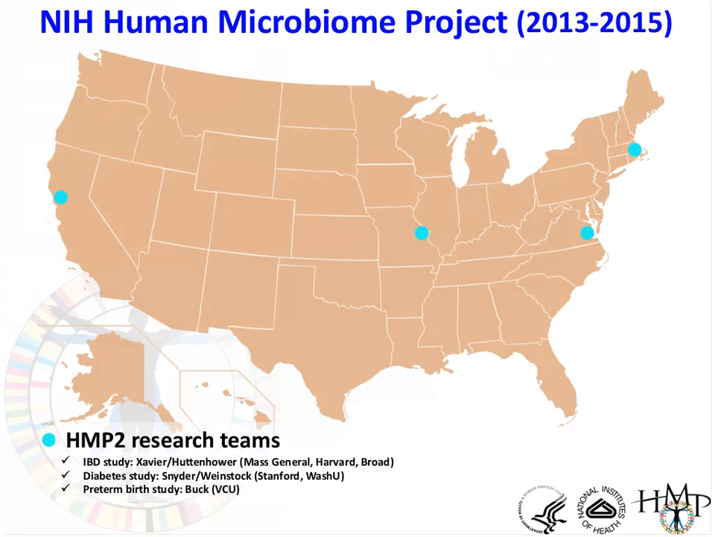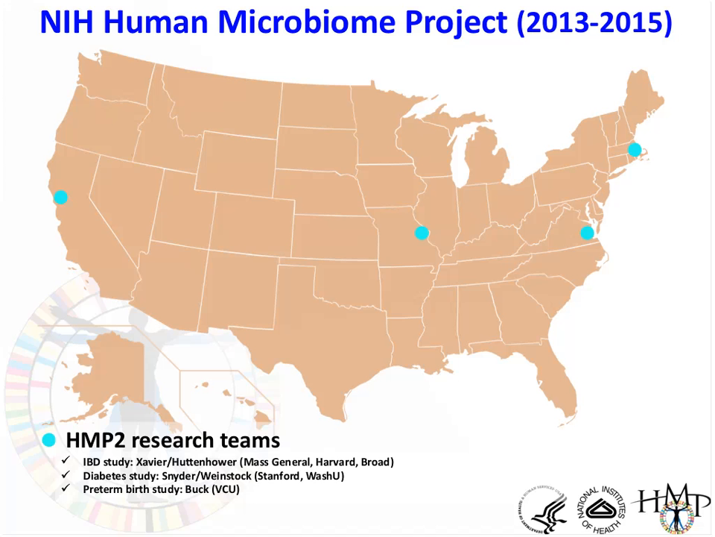Unlike phase 1, you can see that the U.S. map on phase 2 is far less populated. There are 3 research teams. One team is at a combination of Mass General and Harvard. The second is a combination of Stanford and WashU, and the third team is at Virginia Commonwealth University.